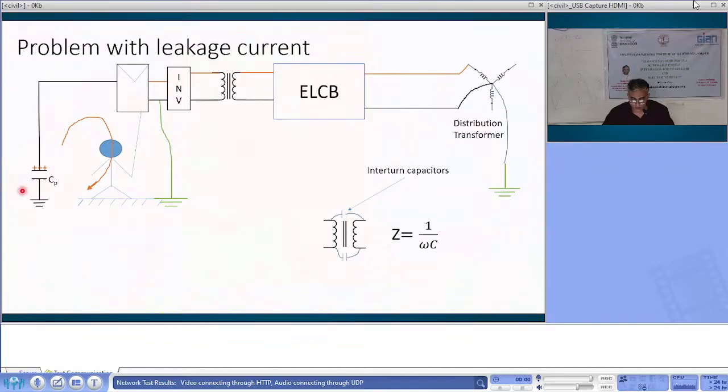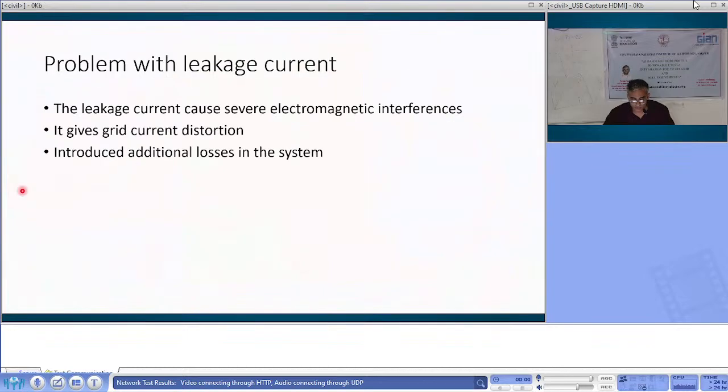Because of high impedance, the impedance is 1 upon omega C. C is small, so the impedance is large. Sorry, omega is small, that's why the impedance is large. The problem with leakage current is that it causes severe electromagnetic interference. It gives a grid current distortion and introduces additional losses in the system. So this is the main thing that we want to avoid.